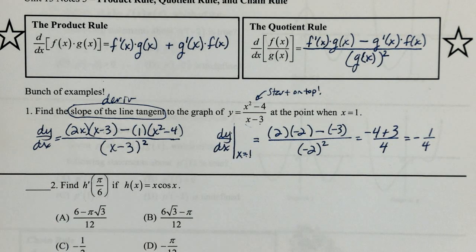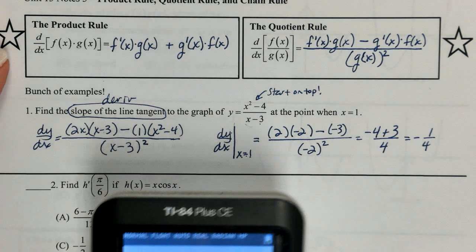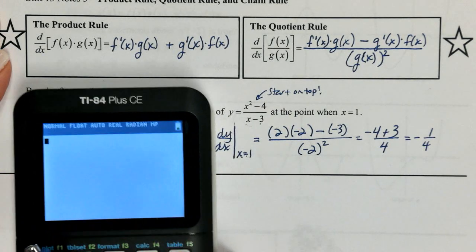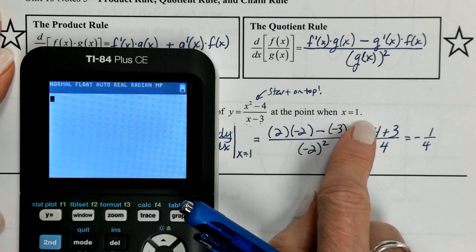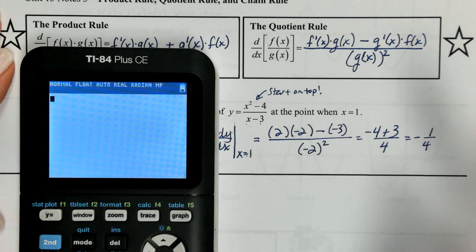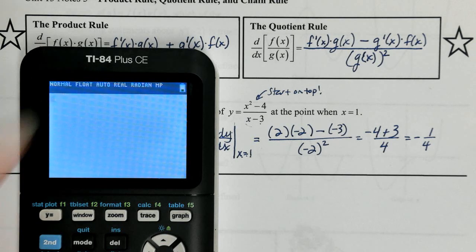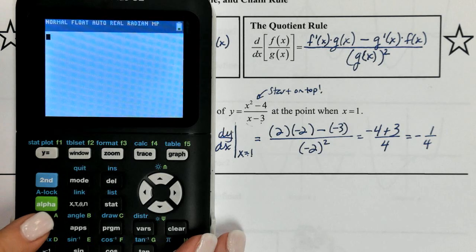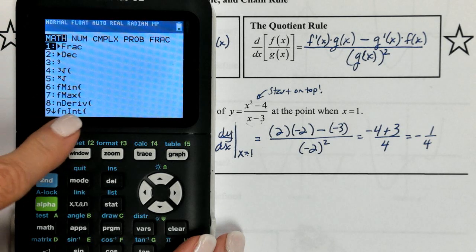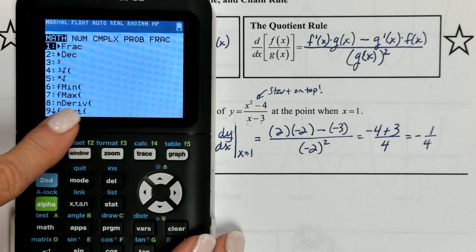This is a good time to show you something that your calculator can do. So let's go pull out your calculator. I am finding here the derivative of y at the point when x is equal to 1. All right, so there's a derivative feature on your TI-84. It is under the math button. So if you push math, and then down here on number 8 is nDeriv.